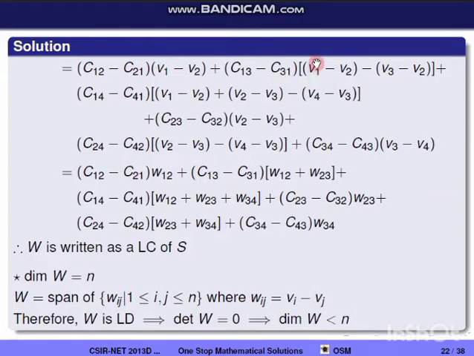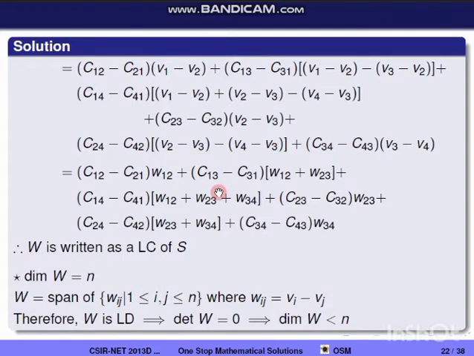into V1 minus V2 minus V3 minus V2 plus C14 minus C41 into V1 minus V2 plus V2 minus V3 minus V4 minus V3 plus C23 minus C32 into V2 minus V3 plus C24 minus C42 into V2 minus V3 minus V4 minus V3 plus C34 minus C43 into V3 minus V4. Now substitute the Wij's. So this is equal to a linear combination of W12, W23 and W34. That is, W is written as a linear combination of S for n equal to 4 case.